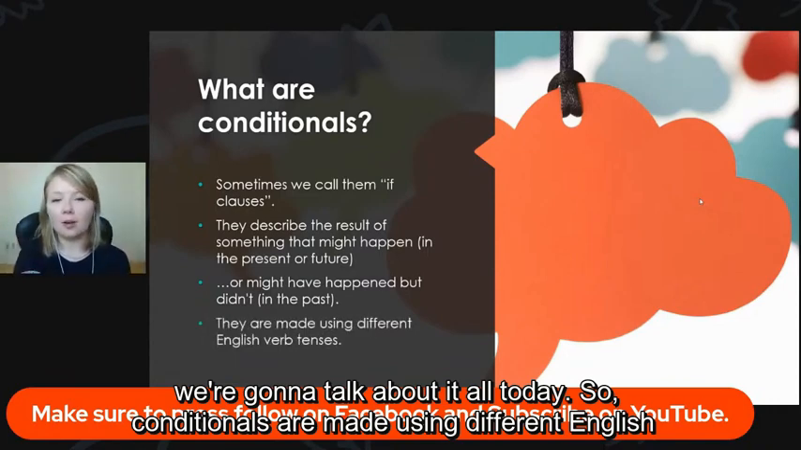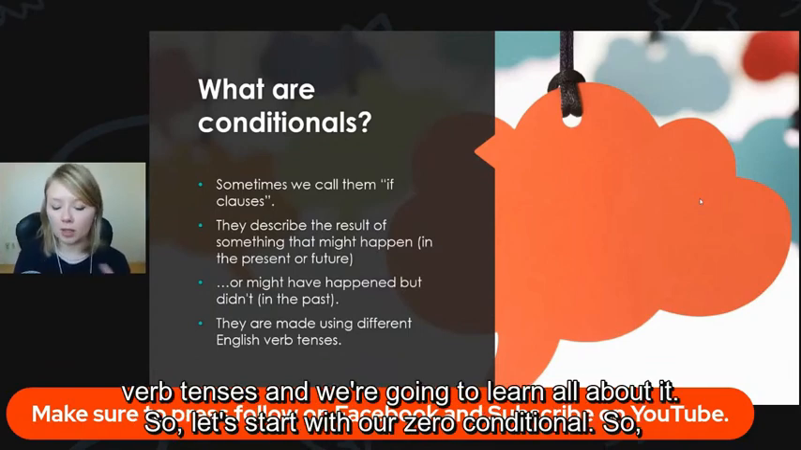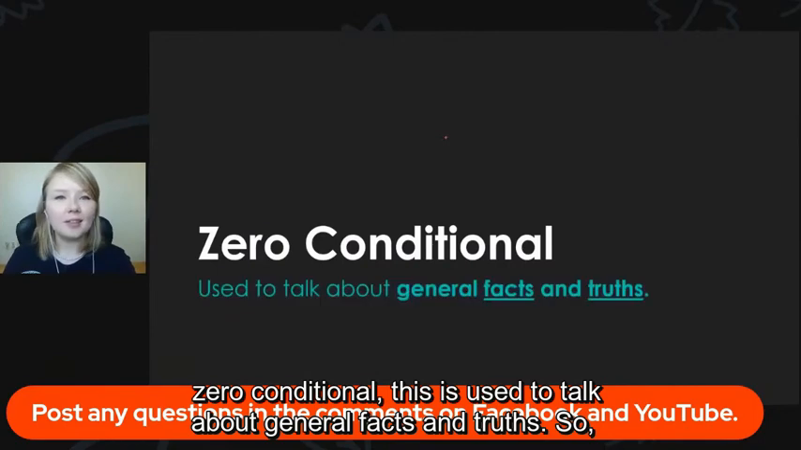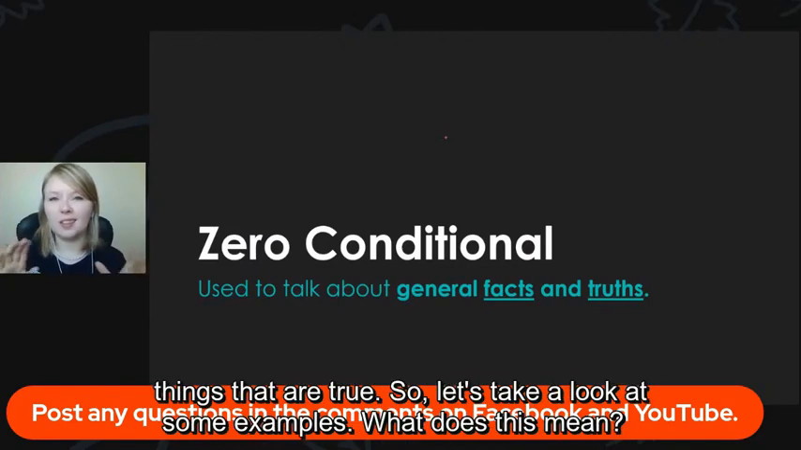So conditionals are made using different English verb tenses, and we're going to learn all about it. So zero conditional. This is used to talk about general facts and truths, so things that are true. So let's take a look at some examples. What does this mean?